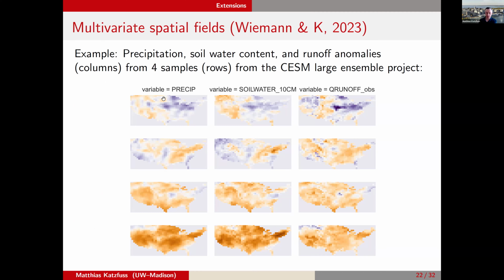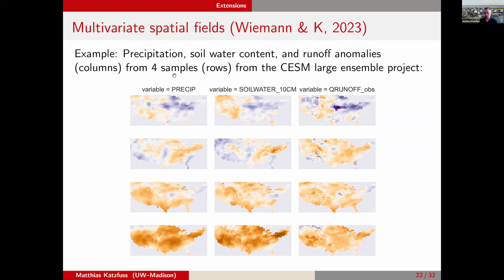As an example, we have precip in the first column, soil water content in the second column, and runoff anomalies in the third column. From the CESM large ensemble project, we have here just 4 samples, but of course we can get more. It's just for illustration. There are 4 samples that are in some sense from the joint distribution. So these 3 samples here in the first row belong together. There's 1 sample from the joint distribution encoded by the climate model, and the second, and so forth.